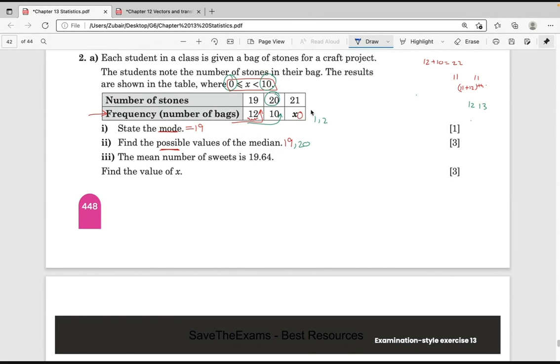Now when x is 10, the total is 32. 32 means 16 on this side and 16 on the other side. Sir, how is it 32? It's the total of these three: 12, 10 and 10, which is 32. Now the middle numbers will be the 16th and 17th. The first group has 12, and the second one will do, and it lies in the second. So the median is 20 again. So the possible values of the median are 19 and 20.